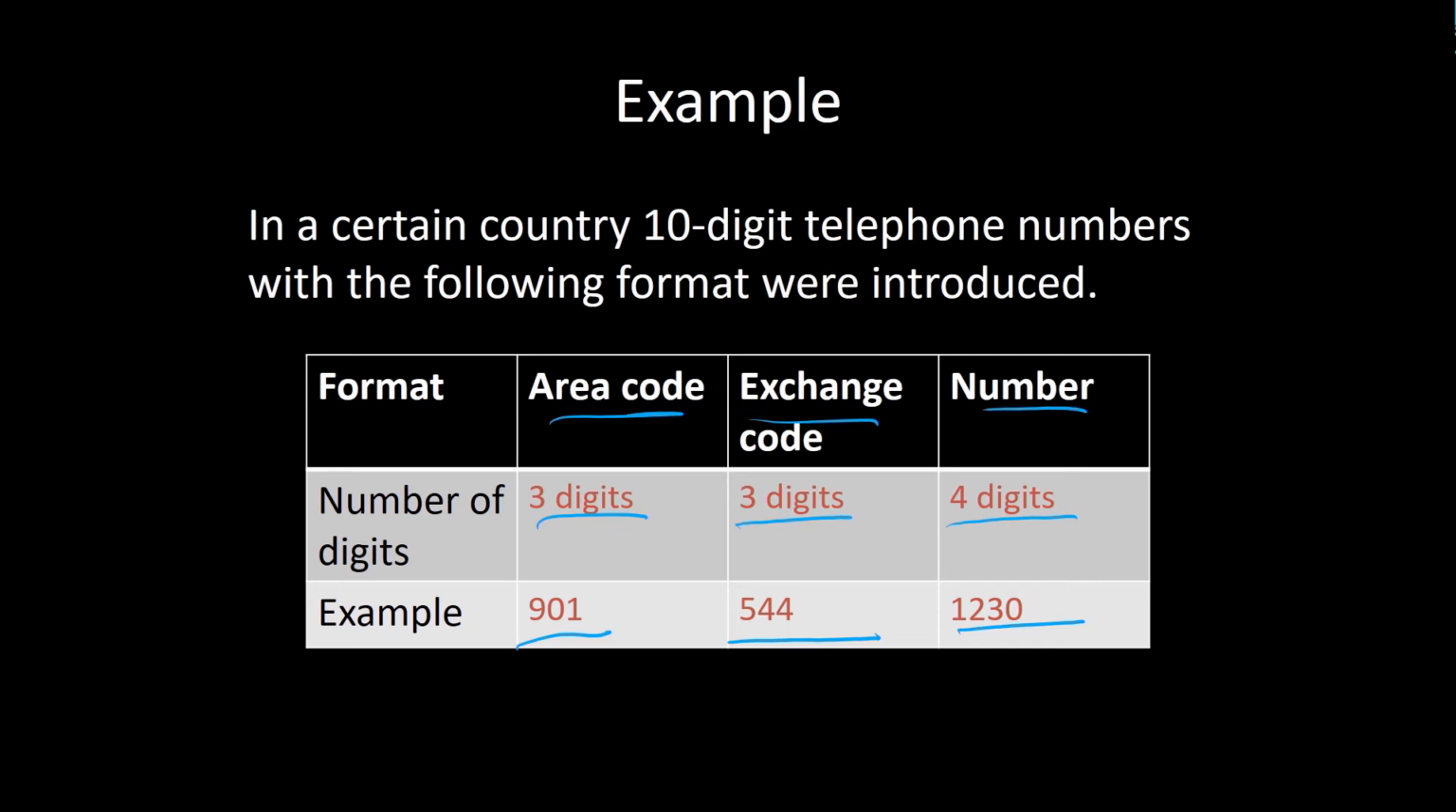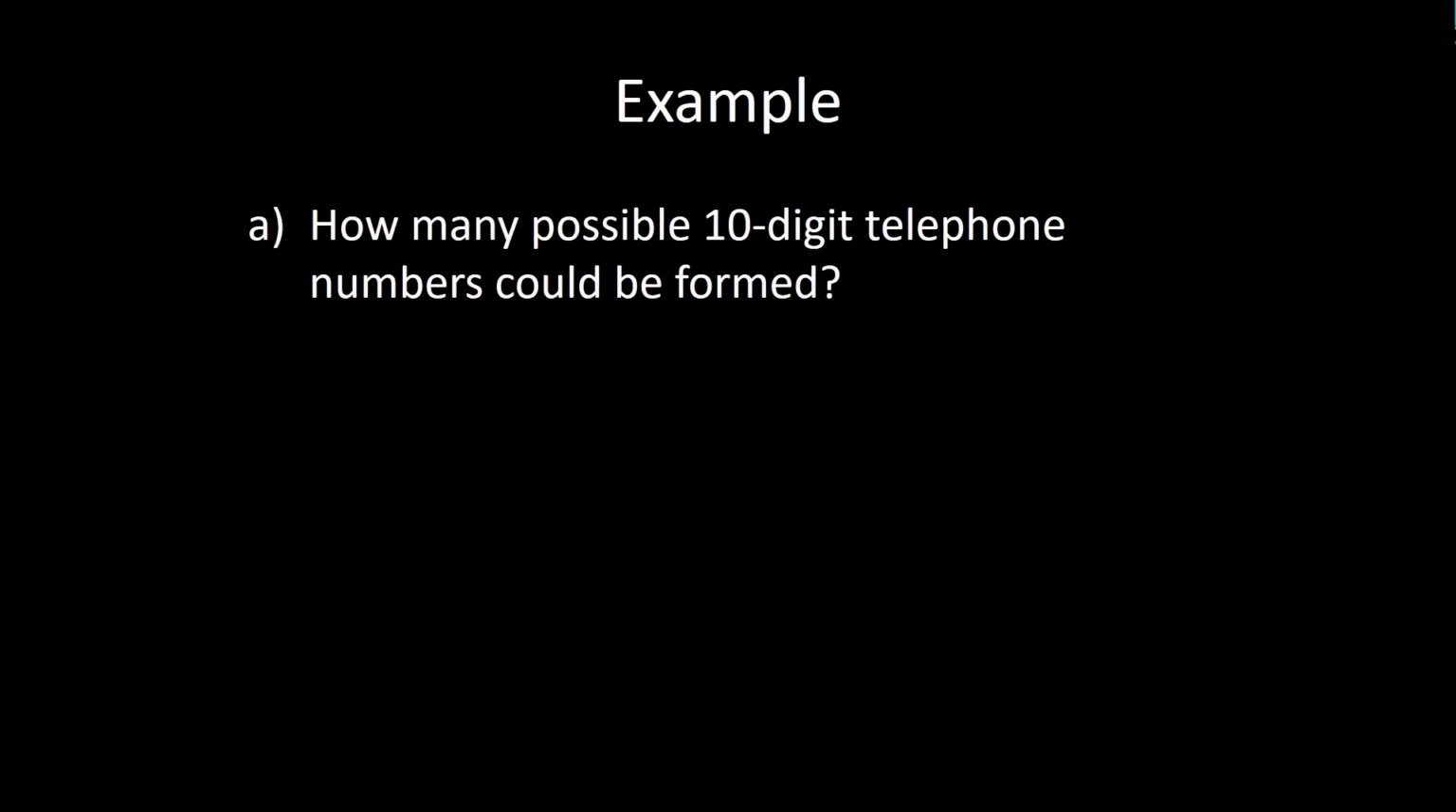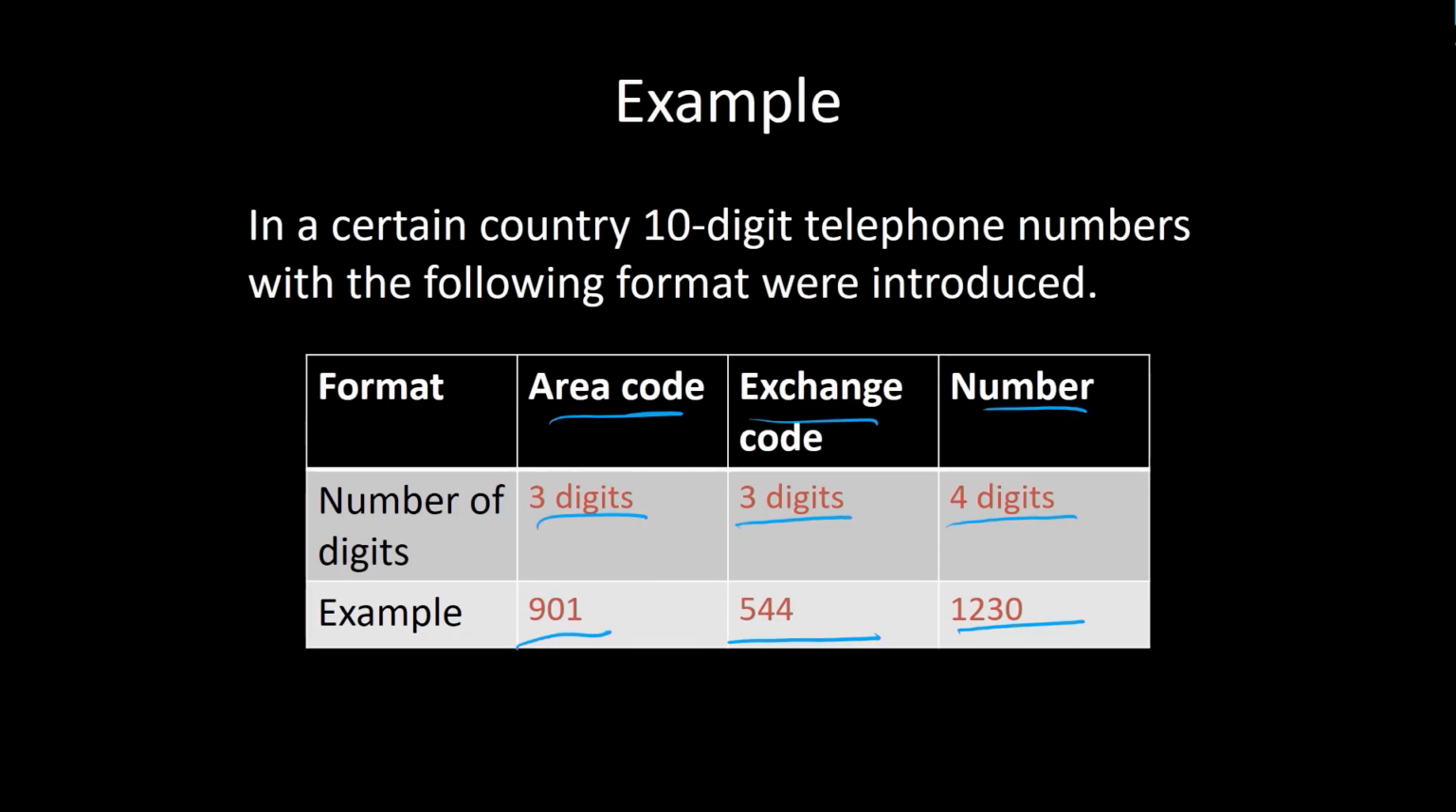901-544-1230 is an example of a 10-digit telephone number. All right. So they ask, how many possible 10-digit telephone numbers can be formed? There's no restriction. The question hasn't said anything about repetition not being allowed. So therefore, what do I have? For each and every one, if you count from 0 to 9, there are 10 digits.